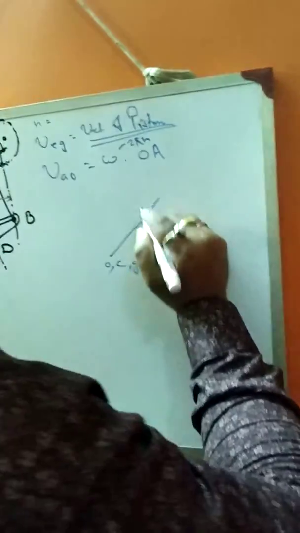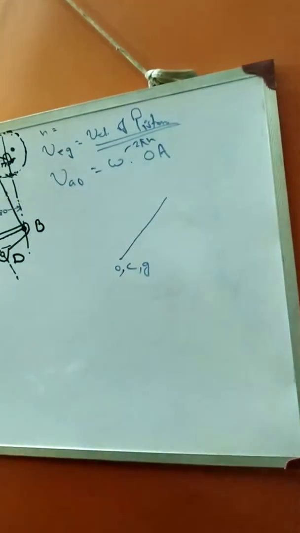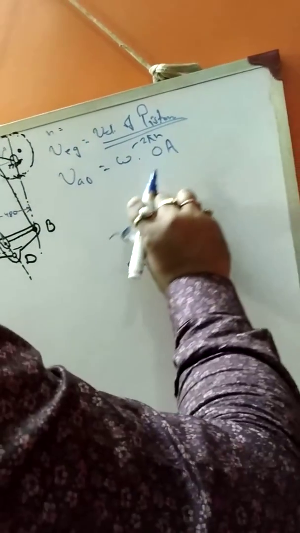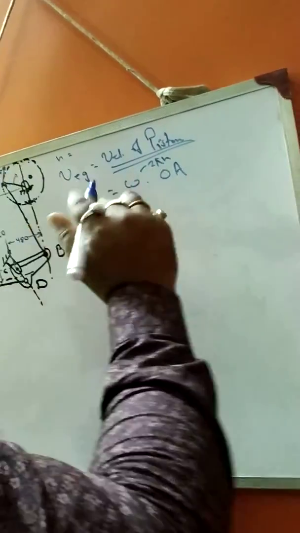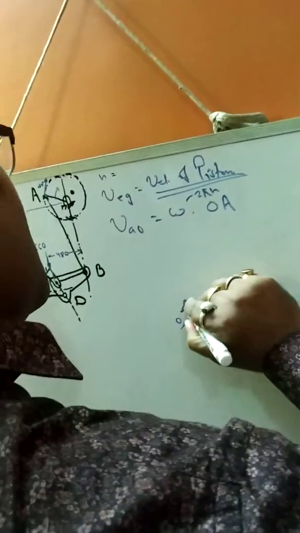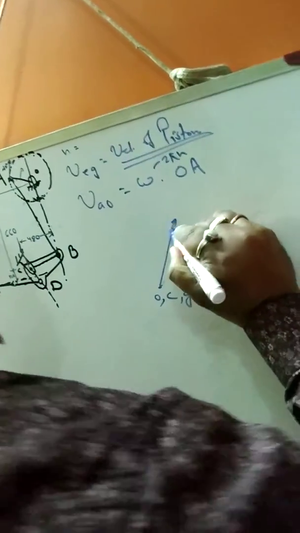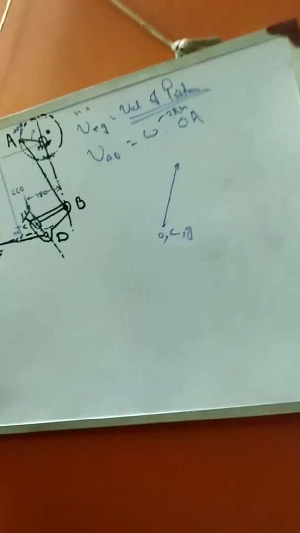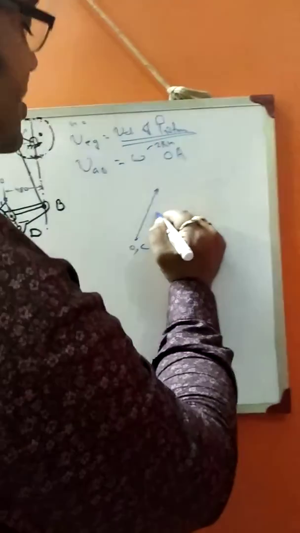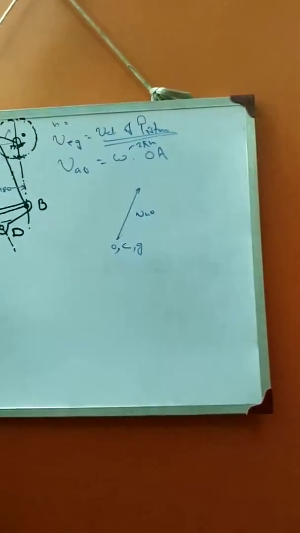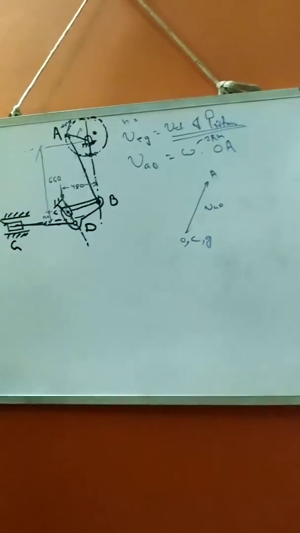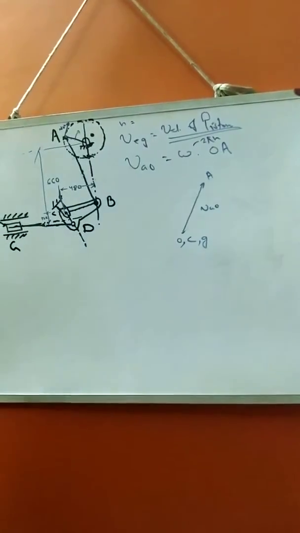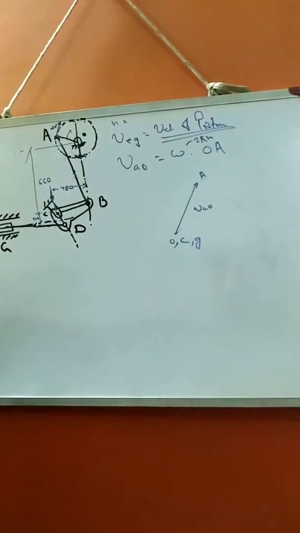This should be almost parallel. With the help of a set square, just shift it, and it should be parallel like this. So this is a known vector, that is the velocity of A with respect to O. Now this becomes point A.